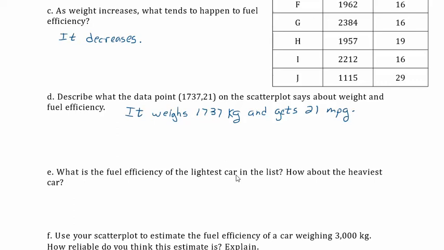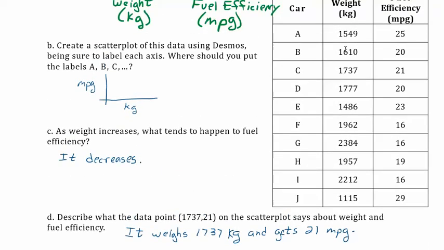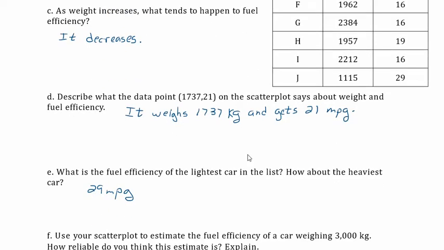And how about the heaviest car? So the lightest car is 29 miles per gallon. And the heaviest car, let's see, looking at this list, oh, this one's heavier, 2384, so that's 16 miles per gallon. And the heaviest car is 16 miles per gallon. I'm not modeling my good behavior of writing out complete sentences, but you could do it.